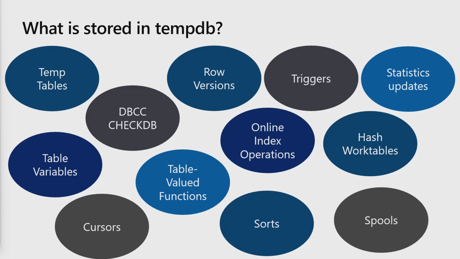Hash tables. If we have a hash operation, this will spill to tempdb. Work tables that are used for spools and cursors and sorts, temporary large object storage, this all goes into tempdb. Triggers that use the row version store, this will go into tempdb. Online index operations. So if you're maintaining your indexes with the ONLINE ON keyword, then we're creating temporary shadow copies in tempdb. DBCC CHECKDB also creates shadow copies in tempdb.